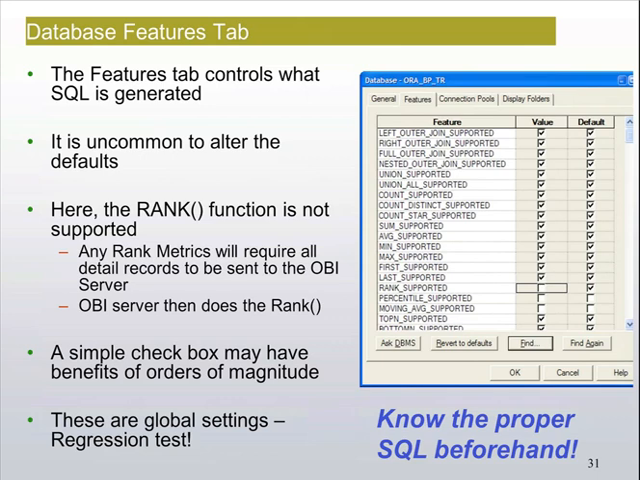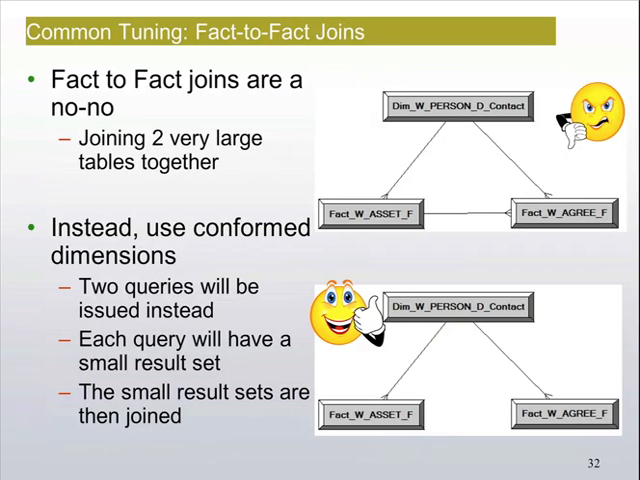Here's a question I see quite a bit: fact-to-fact joins. What if I want to see assets and agreements together along with contacts? If you model it like that, we're joining two fact tables together, and there are some problems with that. Number one, the database is going to have to join potentially two very large tables together, which is going to be horribly slow usually. Number two, it doesn't really handle cases where there are missing record sets. In other words, you really need to do a full outer join. That's going to make things even slower.